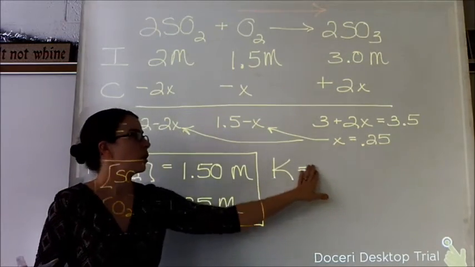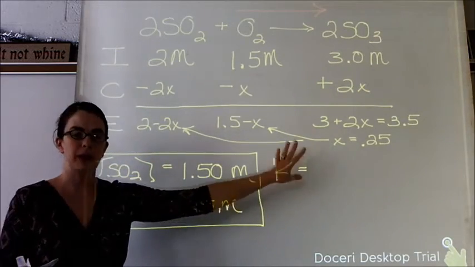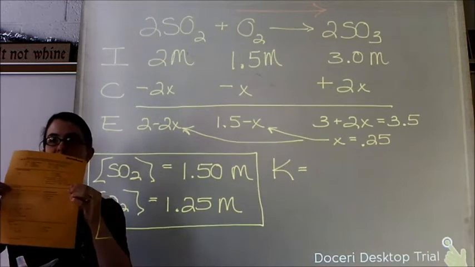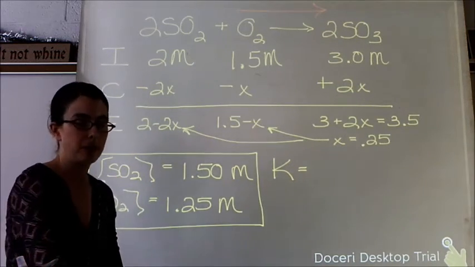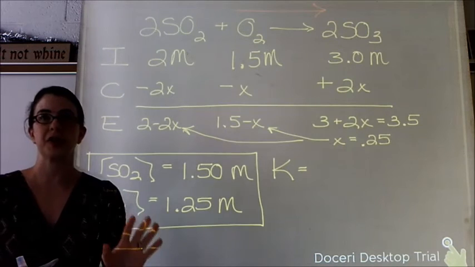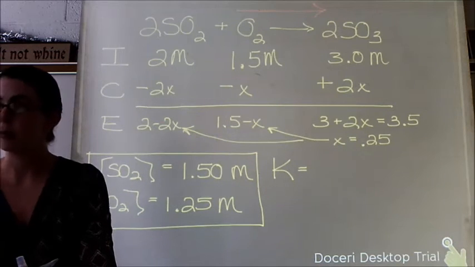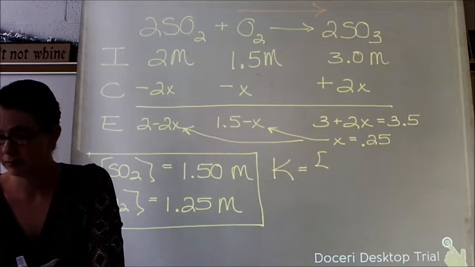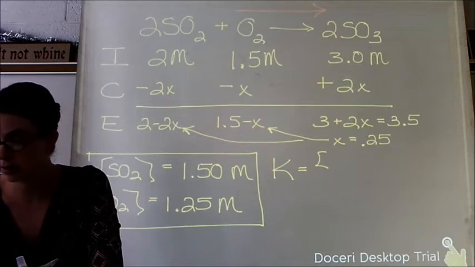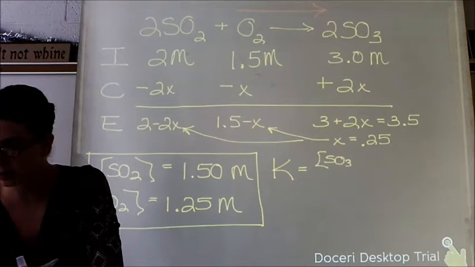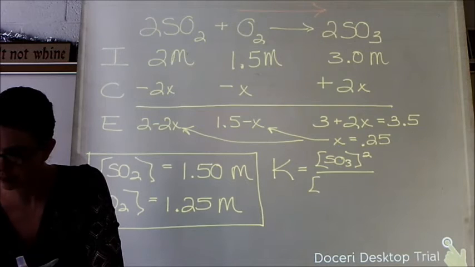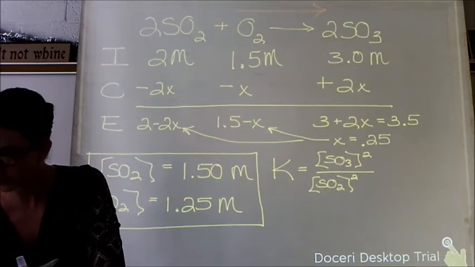Tell me what the equilibrium expression is. Expression meaning like this setup. Expression means no numbers yet. From our balanced equation, what would be in the numerator? I'm not looking for a number. Molarity of SO3, SO3, thank you, squared over, yep, very good.